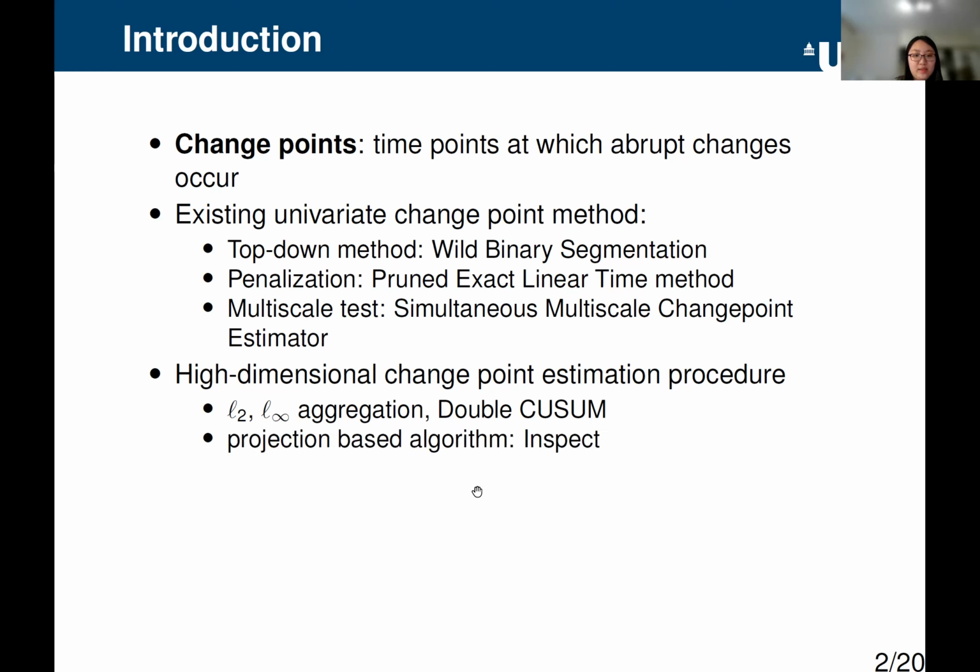Another type is the projection-based algorithm, for example, the inspect algorithm by Wang and Samworth in 2018. For projection-based algorithms, we first seek the optimal direction of projection. Then we project our data matrix along this direction to get a one-dimensional data series. And then we use a one-dimensional change point estimation procedure to locate the change points.